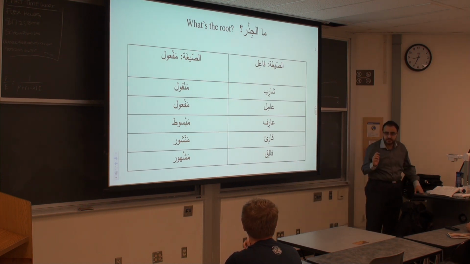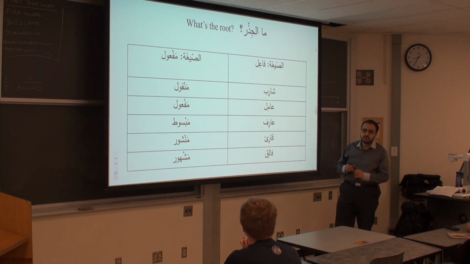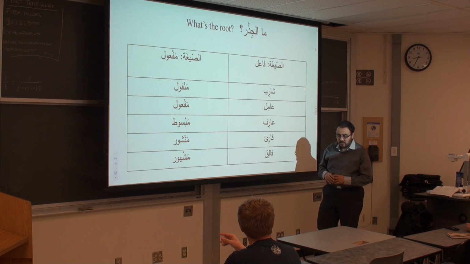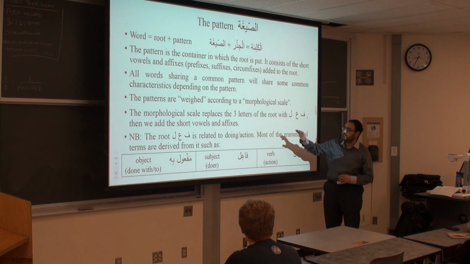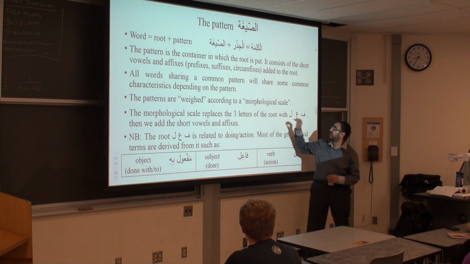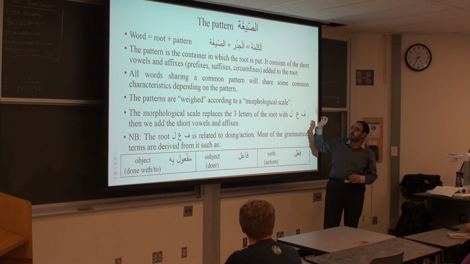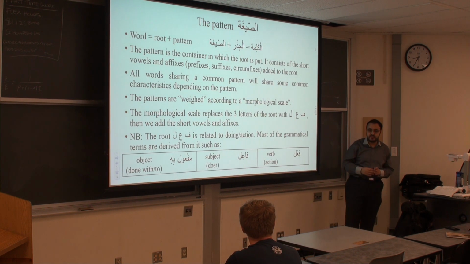I thought the morphological weight was referring to more of a unit of something, not the maf'ul itself. The morphological weight is when you replace the three letters of the root with fa, ayn, lam. That's the morphological weight, and then you add anything else. That's how you get the morphological weight of any word.